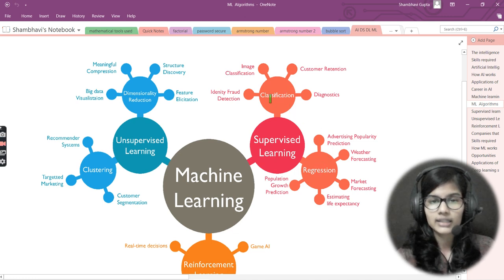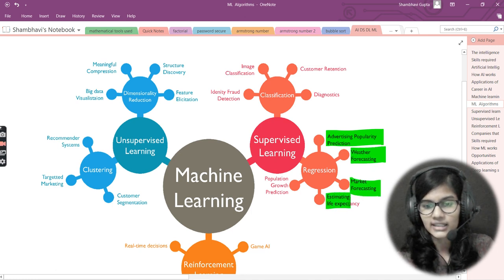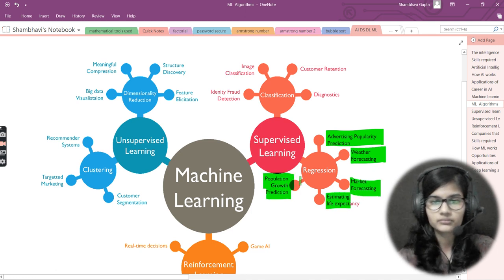What are the things where classification is used? Some examples of classification are identity fraud detection, image classification, customer retention, and diagnostics. These are some examples where classification is used. The second part of supervised learning is regression. Regression is used for population growth prediction, estimating life expectancy, advertising popularity prediction, weather forecasting, market forecasting, and so on.